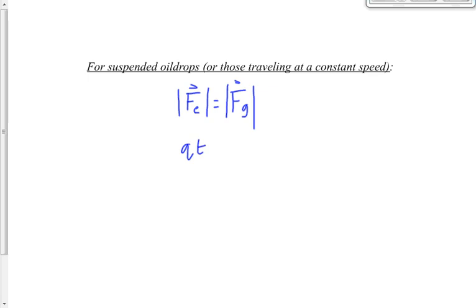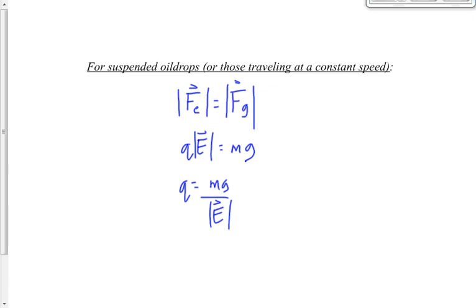The electric force is Q times E, and the gravitational force is M times G. Rearrange this, and we get Q is equal to mg over E. The charge of, what are we solving for here? The charge of... remember the point of this? Go back to the beginning.